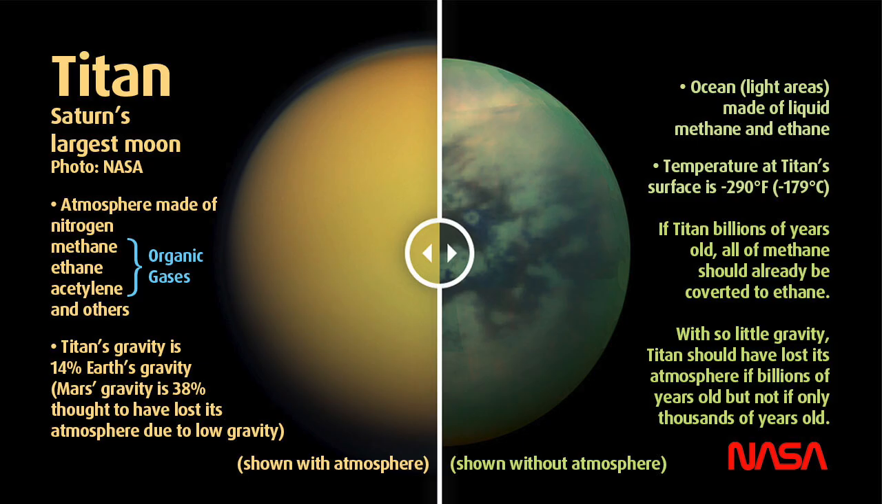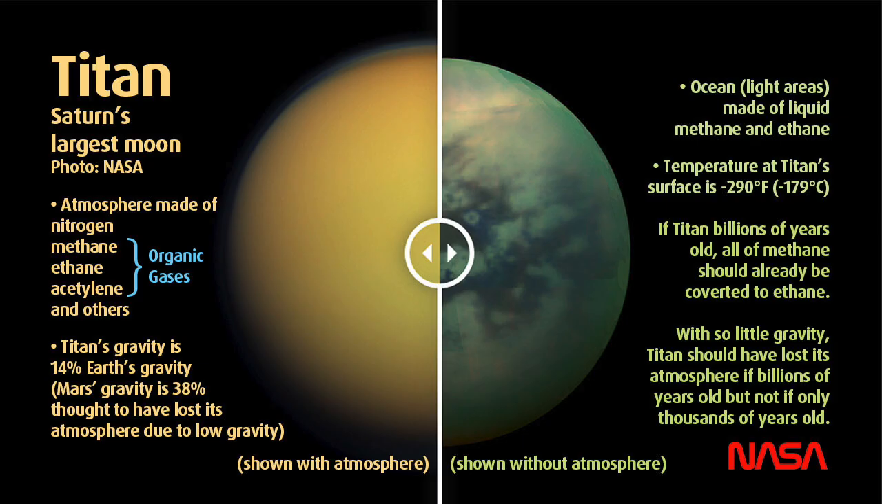Its atmosphere is made up of nitrogen, methane, ethane, acetylene, and other gases. And Titan's gravity is only 14% of Earth's gravity. Now, Mars' gravity is 38% of Earth's gravity. That's more than twice the gravity of Titan. And Mars doesn't have an atmosphere, and it's believed that's because it didn't have enough gravity to hold on to it. But here, Titan, with less than half the gravity that Mars has, still has its atmosphere.